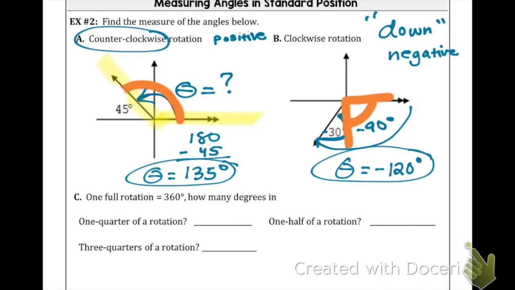So if one full rotation is 360 degrees, how many degrees is in 1/4 of a rotation? Well, that would be 90 degrees. 1/2 of a rotation would be 180. 3/4 of a rotation would be 270.